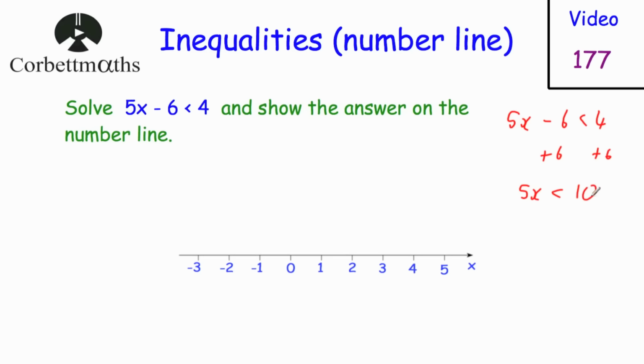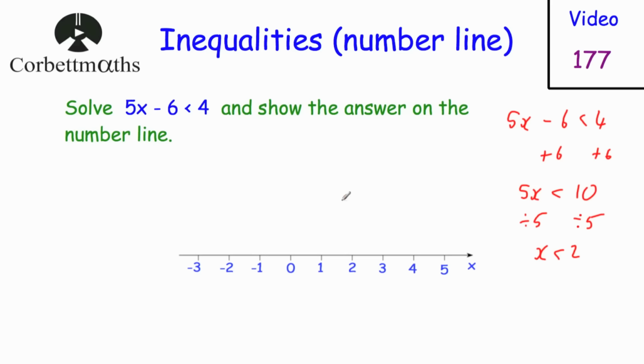So we've got 5x is less than 10. We don't want 5x, we actually just want x on its own. So let's divide by 5 to get rid of this multiply by 5. So dividing by 5 and dividing by 5 gives us x is less than, and 10 divided by 5 is 2. So solving our inequality, our answer would be x is less than 2.